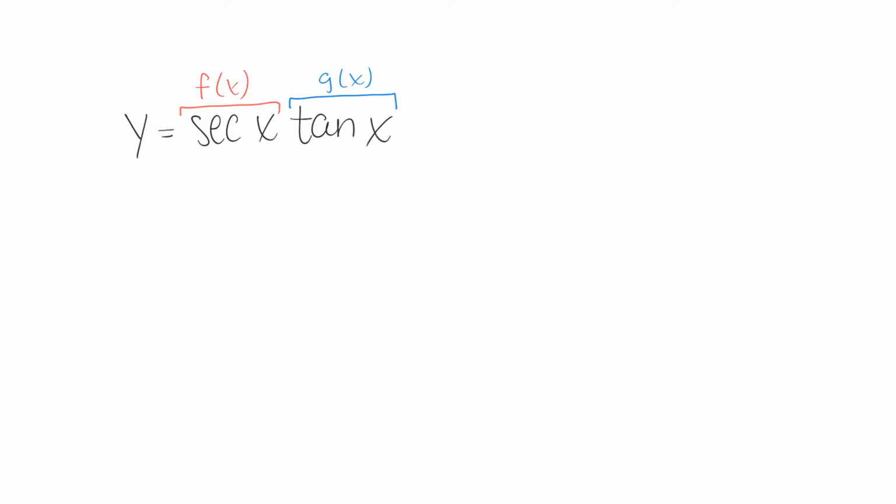Let's look at product law. All right, so what if we have y equals secant x tan x? This is product law. This is our f of x. This is our g of x. Okay? We're going to follow product law. We're going to say g, f prime, plus f, g prime. And we're just going to follow our pattern, and it's going to be just fine.